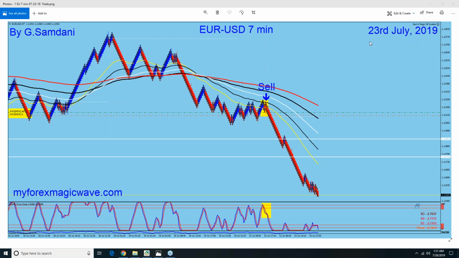This is Euro USD on the 23rd. The week started on the 22nd, right? And 22nd was Monday. I think it was very bad. And then here, 23rd, 7-minute chart. All the entries are from the 7-minute chart.